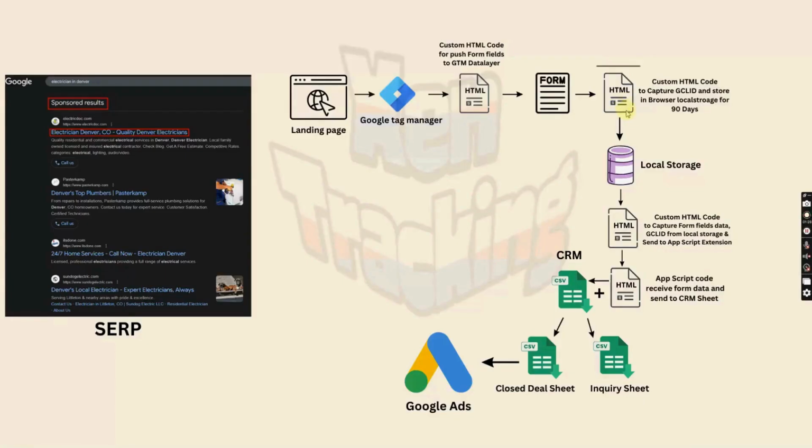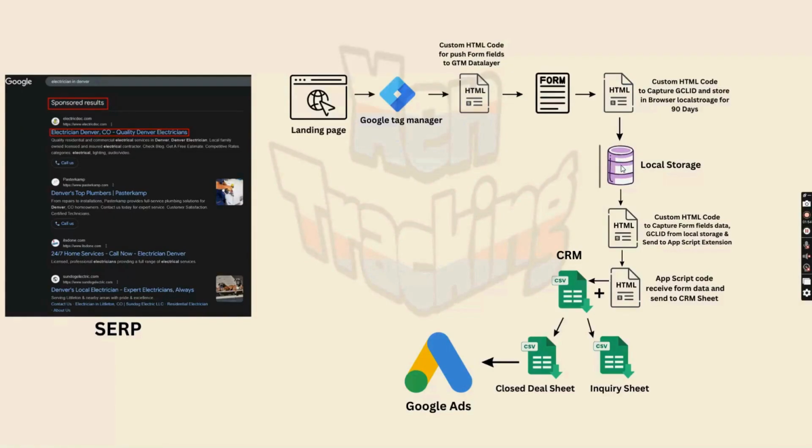Then we create another custom HTML tag that captures the GCLID. When someone clicks a Google Ad, Google automatically attaches a unique click identifier called GCLID to the landing page URL. Our code captures that GCLID from the URL and stores it inside the browser local storage. The stored GCLID remains available for up to 90 days. This allows us to precisely connect a lead with the original ad click.